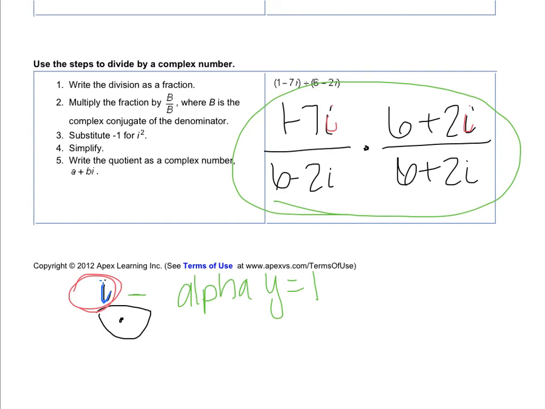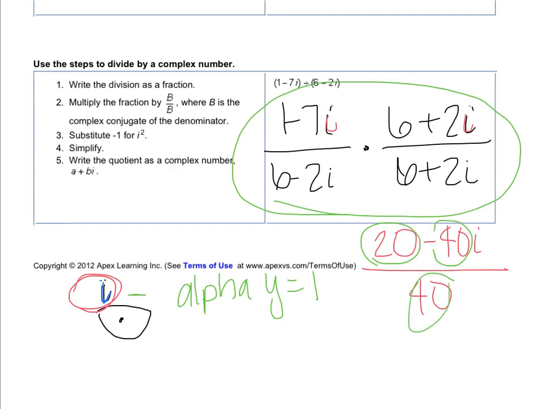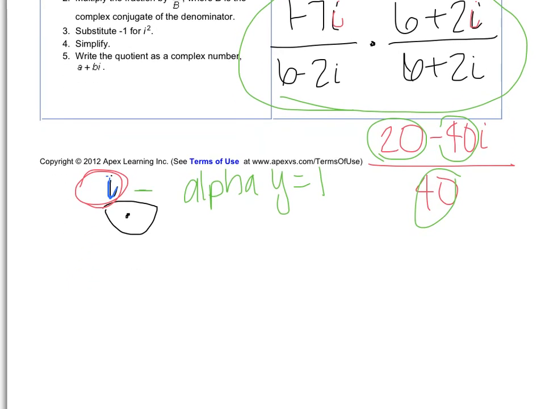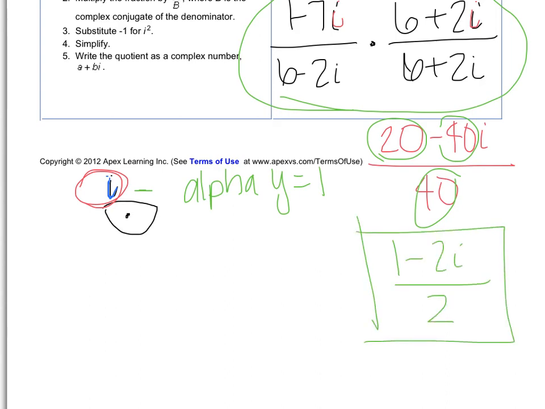When you do that, you are going to get 20 minus 40i divided by 40. Well, that's what you get if you did it by hand at least. You can divide 20, 40, and 40 all by 20, and your answer actually becomes 1 minus 2i over 2. And this is what you should get in your calculator.